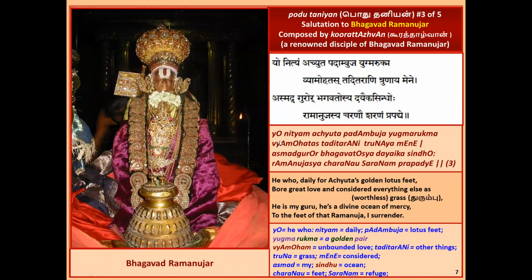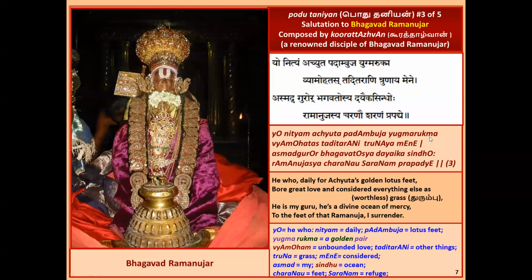Okay, so let's go through the actual verse word by word. Yo nityam achyuta padambuja yugma rukma vyamohatas tad itarani trunaya mene. Okay, yo means he who. So that's what you see here. Nityam, you know the word nityam, right? We use the word nityam in Tamil as well. Nityam means daily. Achyuta padambuja, Achyuta's lotus feet. Padambuja means pada ambuja. Ambuja is one of many words in Sanskrit for lotus. Sanskrit has so many words for lotus. I think you'll be surprised by why a language really needs to have so many different words to describe the same thing. But anyway, it is very rich in terms of how many words mean lotus. Padambuja means pada ambuja, the lotus feet. So that's lotus feet here.